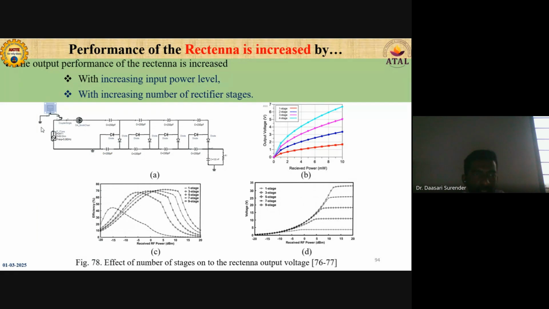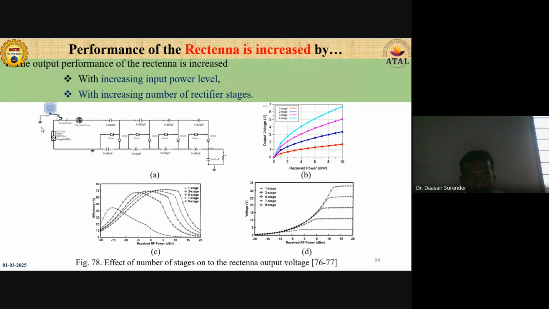Usually we think that as the number of devices increases, the power conversion dissipation power also increases, so how is the power increased? This is not the actual criterion. By increasing the number of rectifier stages, the power performance is increased. It is clearly observed. The effect of the number of stages on the rectenna output voltage is presented clearly in figure 78C and D.